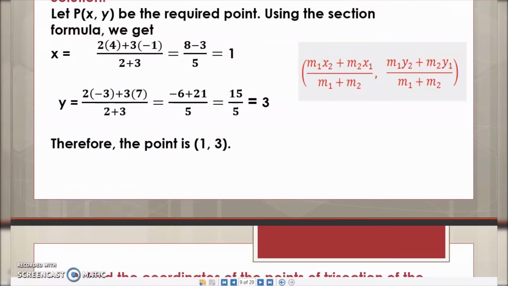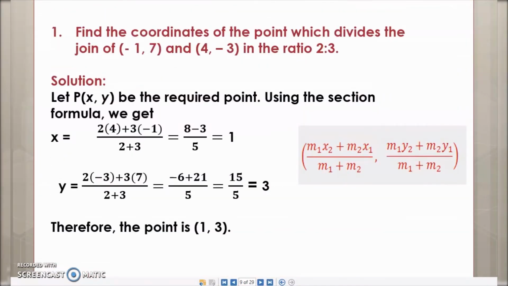Exercise 7.2. Find the coordinates of the point which divides the join of (-1, 7) and (4, -3) in the ratio 2:3. So I'll just draw the figure roughly. This is a line whose endpoints are given. So the coordinates of the point which divides the join of (-1, 7) and (4, -3), and this is in the ratio 2:3.